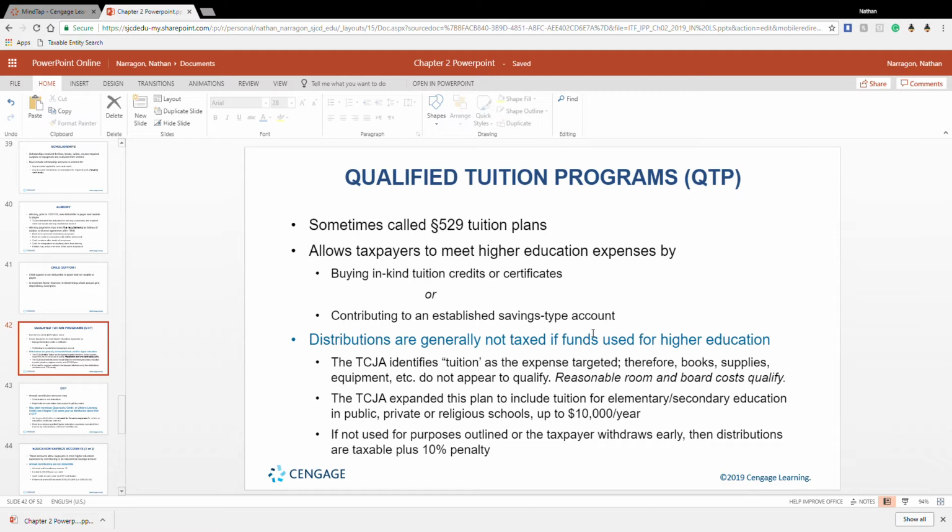It is taxable if not used for the purposes outlined, or the taxpayer withdraws early. Again, there's a certain age limit for withdrawals, about 59 and a half, somewhere around there. Then the distributions are taxable plus a 10% penalty. So it has its advantages, then it has a whopping big disadvantage if you don't use it right. So you have to be careful of that, okay? Because that 10% penalty can hurt a lot.